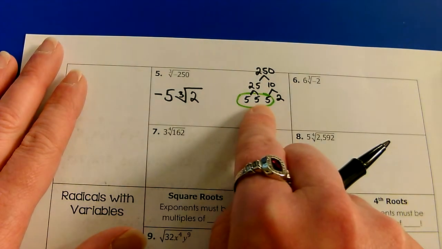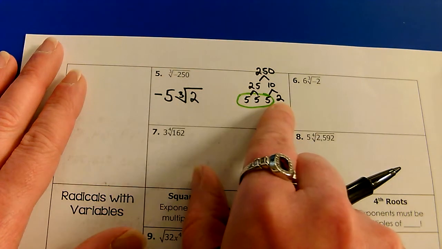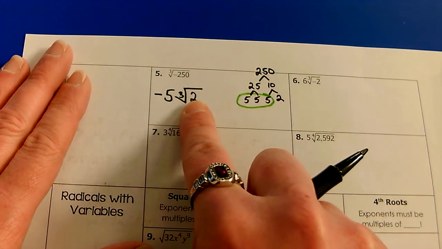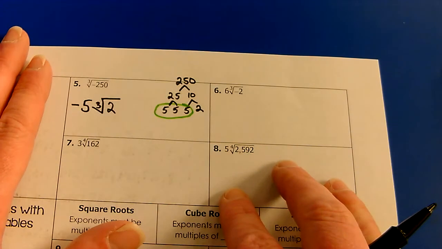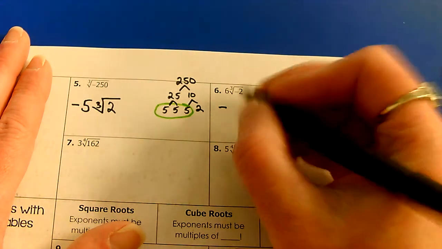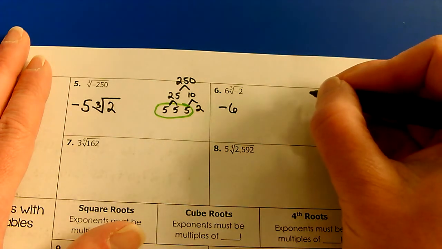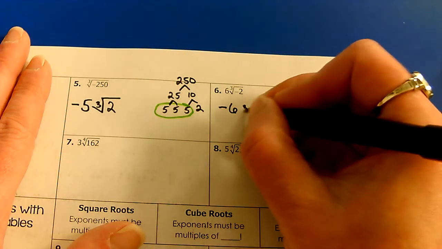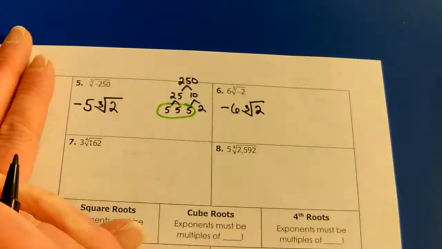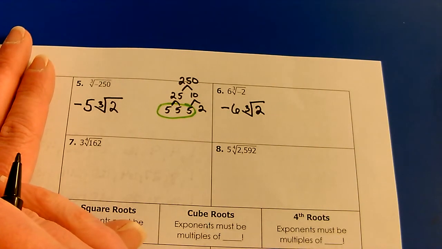You see what I did there? 3 of a kind gets to come out as a single root. The 2 did not have partners, so he's had to stay under. I couldn't break down 2.